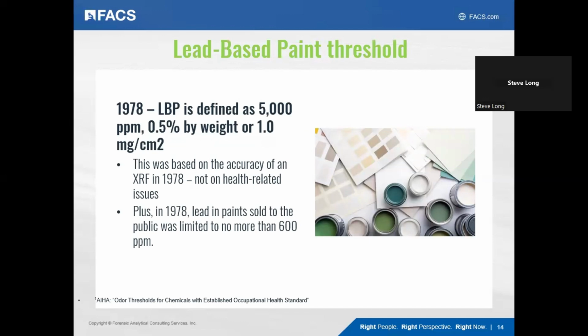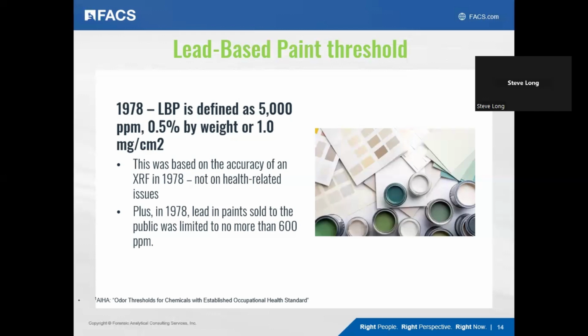So in light of that, in 1978, the lead-based paint definition was defined as this threshold of 5,000 parts per million of lead or above, or equivalently 0.5% by weight. Or when we use a different measurement method, which measures by area, the threshold is 1.0 milligrams of lead per square centimeter of surface. So these thresholds were based on the accuracy of what's called an XRF instrument, X-ray fluorescent instrument, that is able to directly measure lead in paint. So not based on health-related issues.